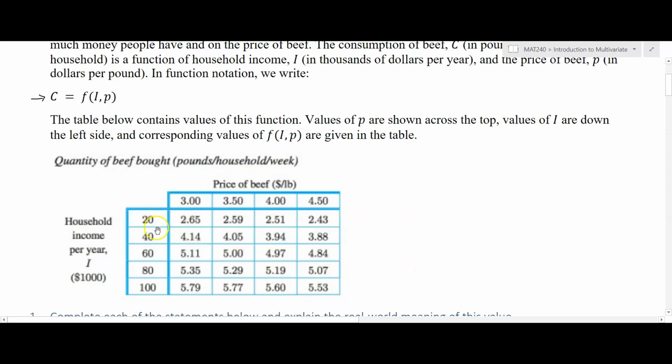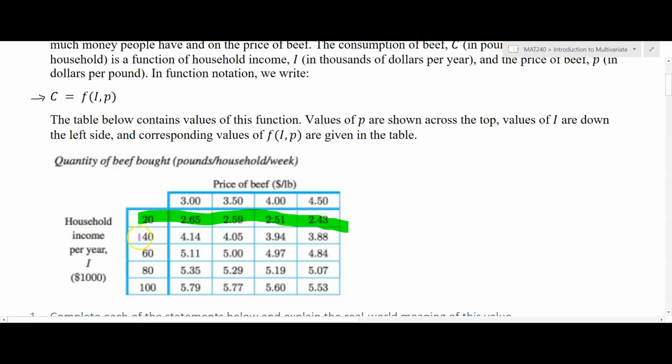One of the other things that we can do in this table is say, I want to see how a family earning $20,000 per year behaves as the price of beef goes up. If I just focus my attention on this one row, I can see that as the price of beef increases, the amount consumed by that family decreases.